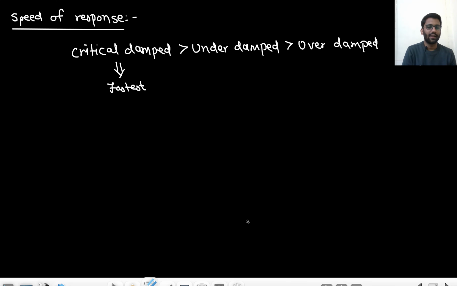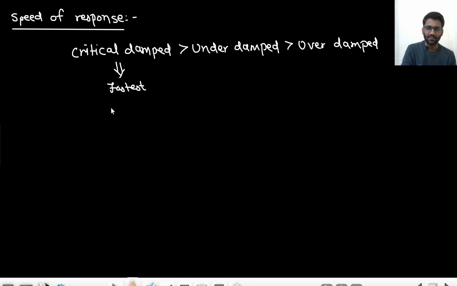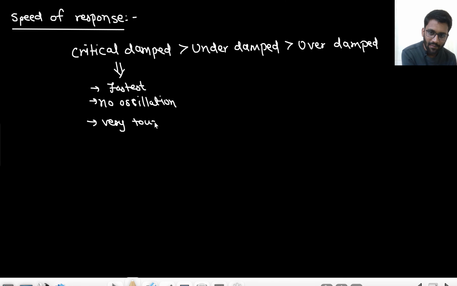In some systems you don't want undershoot or overshoot, and in some systems it is fine to have this, but in some systems you need a faster response, so you will prefer underdamped. And in some systems you need a slower response but you don't want any oscillations, so then you will prefer overdamped. Okay, critically damped is fastest with no oscillations, but it is very tough to design. This is underdamped, not the fastest but not the slowest.